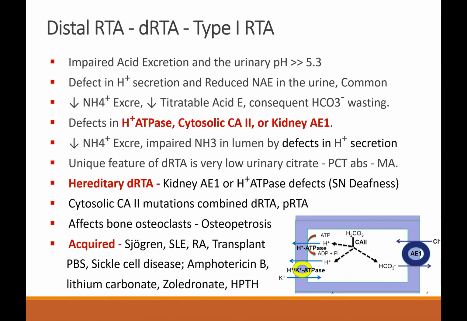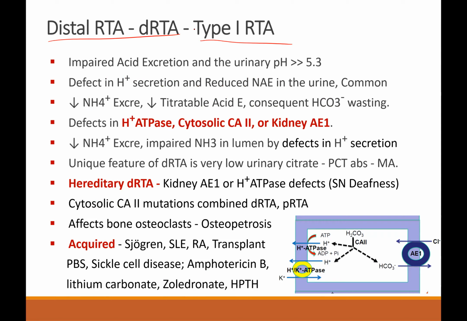Distal RTA is called type 1 RTA because it was the first type detected. Here the defect is in the distal tubule. Which cell? There are 3 cells there. What are the 3 cells? The first cell is the alpha cell, which conserves the bicarbonate. The second cell is the beta cell, which conserves the acid. The third one is the principal cell. Obviously, because there is a defect in the conservation of bicarbonate, we are getting acidosis. That is why the alpha intercalated cell will be the one that is affected.